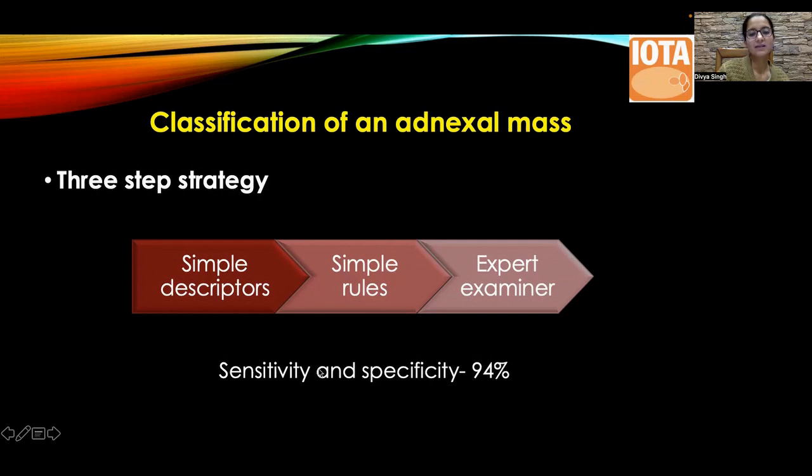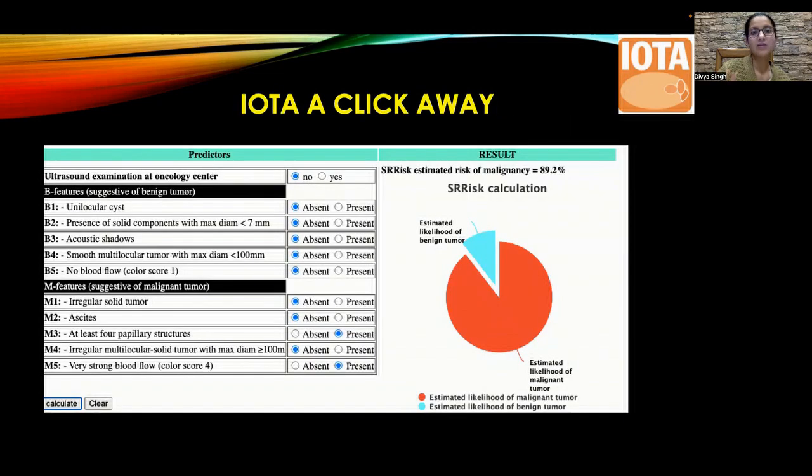Now, based on this 3-step strategy, the researchers found that one could classify the adnexal mass as being benign or malignant with a sensitivity and specificity of more than 90%. So with a high sensitivity and specificity, just by using simple descriptors, simple rules, and finally the examination by an expert examiner, one can have a sensitivity and specificity of more than 90% in characterizing an adnexal mass as being benign or malignant.